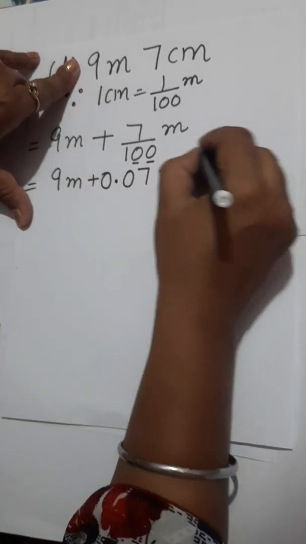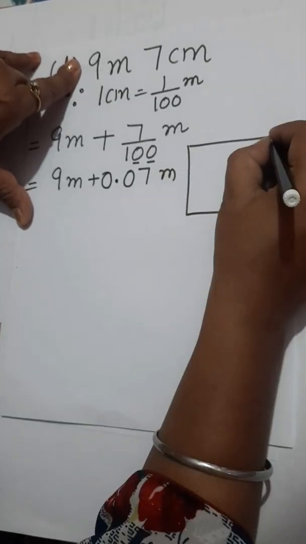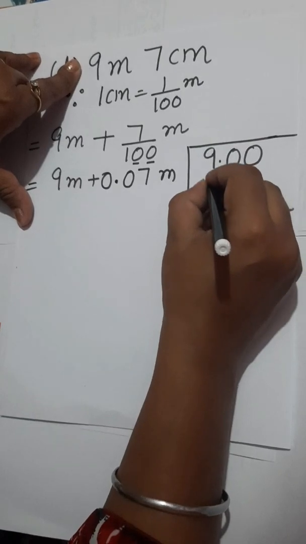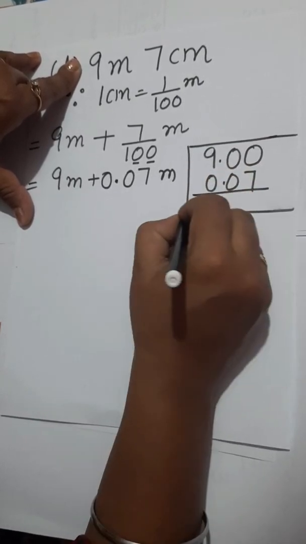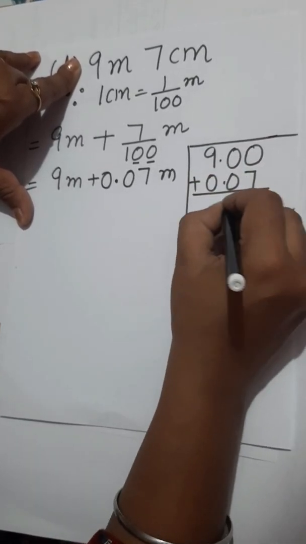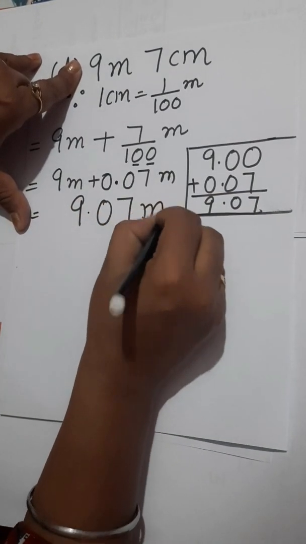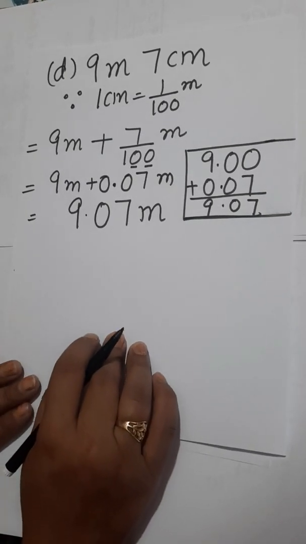Now in this case when you add, you will add like this: 9.00 plus 0.07. So here I have 9.07 meter. So this is your D part.